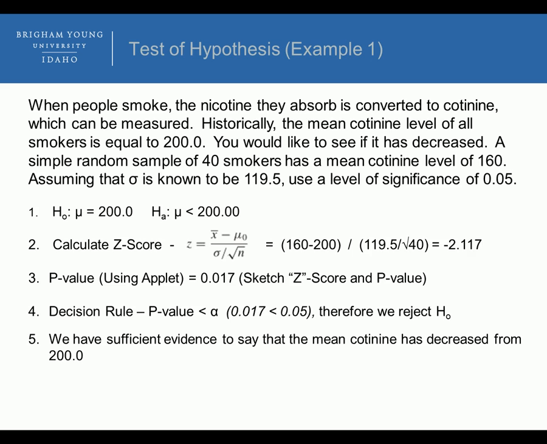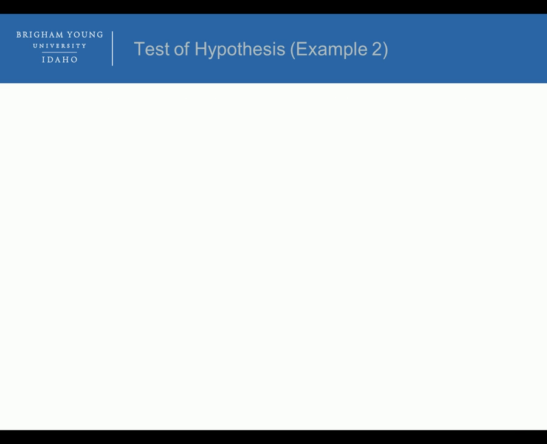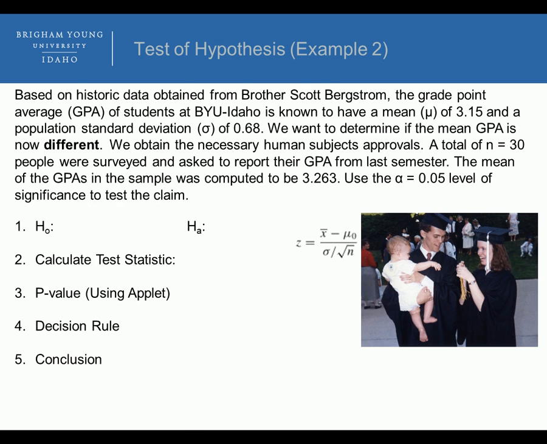So let's go through one more example, and what I want you to do is stop the recording throughout here. Here's a problem based on historical data obtained from Brother Bergstrom. The grade point average, GPA, of students from BYU-Idaho is known to have a mean of 3.15 and a population standard deviation of 0.68. We want to determine if the mean GPA is now different.